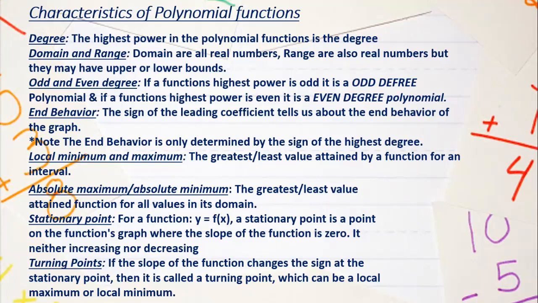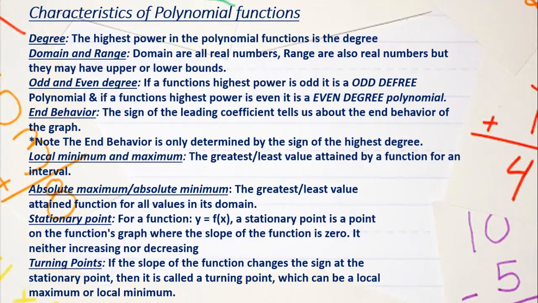The greatest or least value attained by a function for an interval is called the local maximum or minimum. And absolute maximum or absolute minimum is the greatest or least value attained by a function for all values in its domain. This is very important to know, in its domain. Many students make mistakes here.